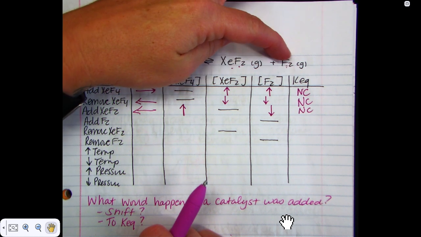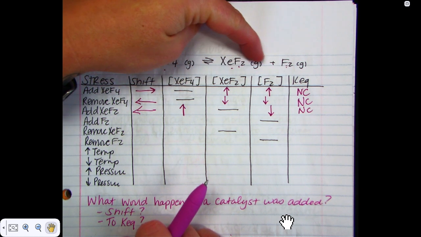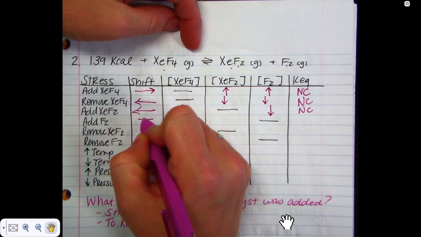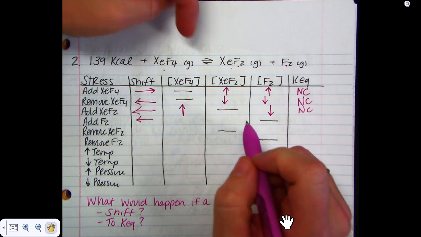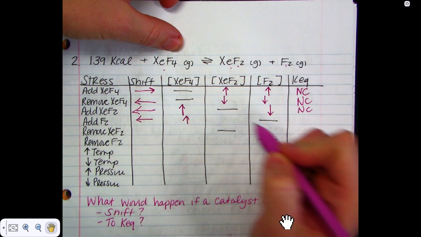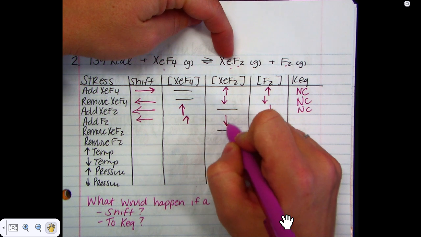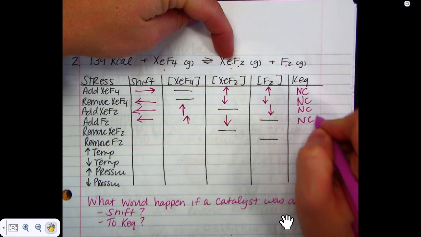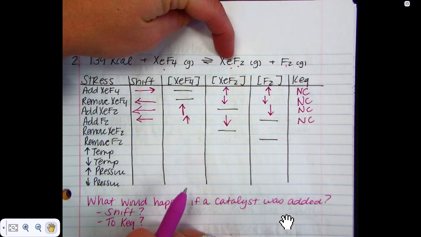If I add F2, same thing. I'm going to have to shift to the left to use the amount of F2 that I've added. The XeF4 goes up, the XeF2 goes down, and there's no change in the value of K.